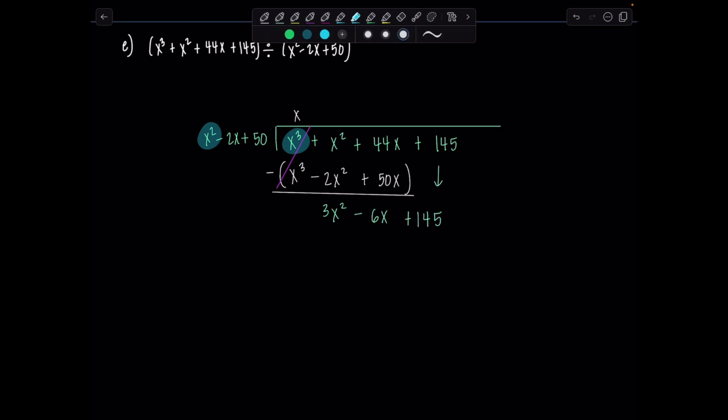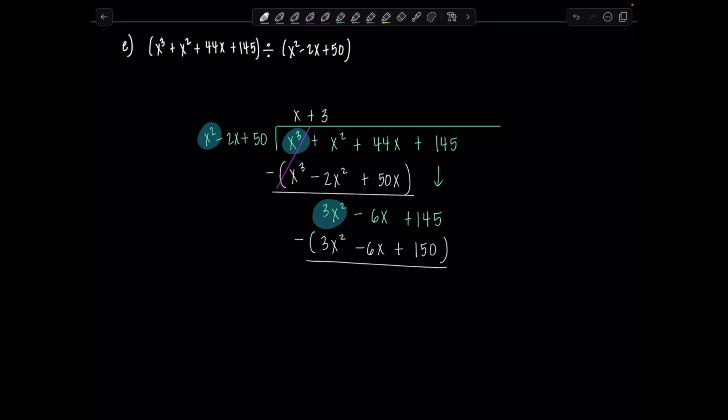Repeat. Divide 3x squared by x squared. What do you multiply x squared by to make it 3x squared? Good, plus 3. That goes up top. Then you multiply, so distribute that through. Here we go. 3x squared minus 6x plus 150. Now step 3, subtract. This cancels. This also cancels. Oh, we were so close to no remainder, but we have one. 145 minus 150 is negative 5.